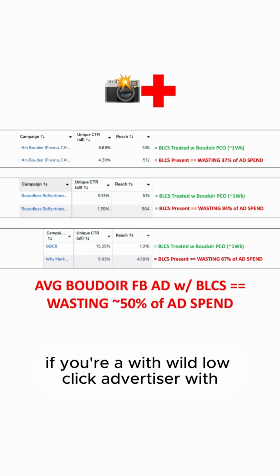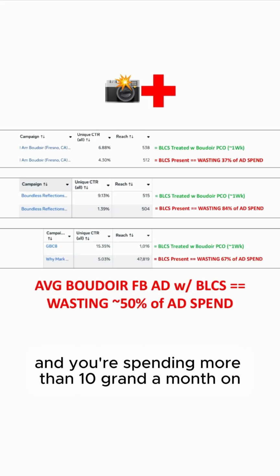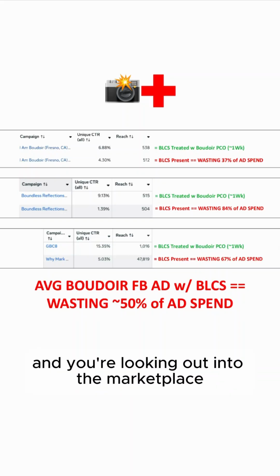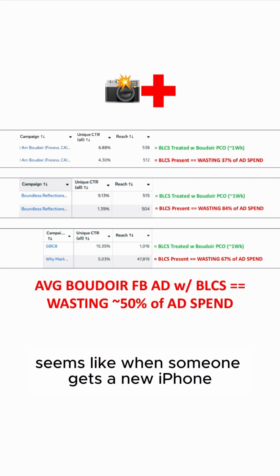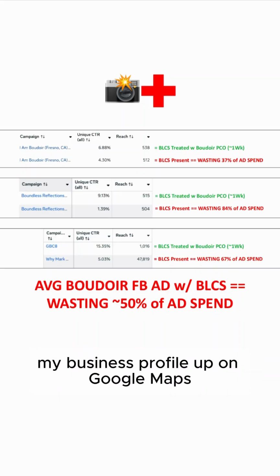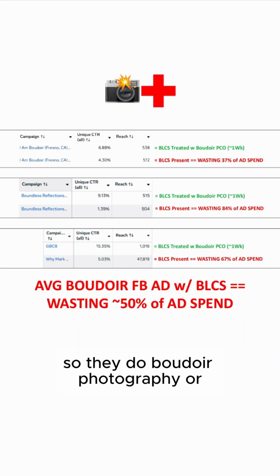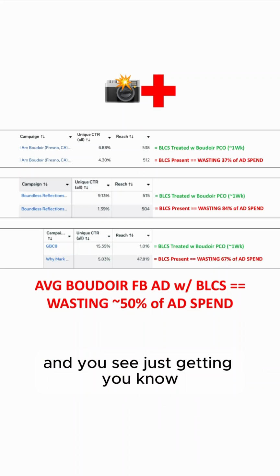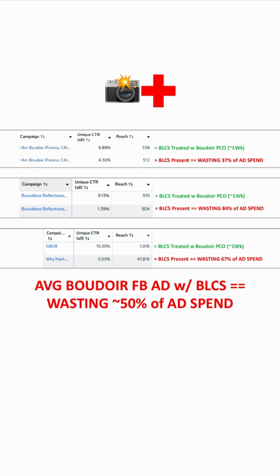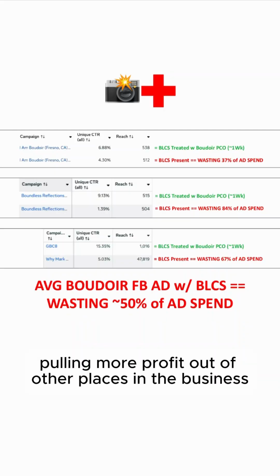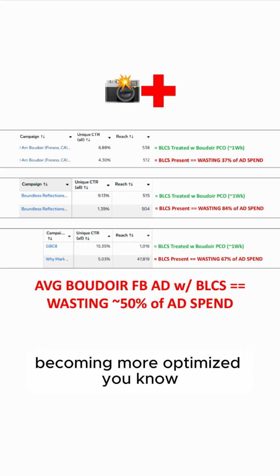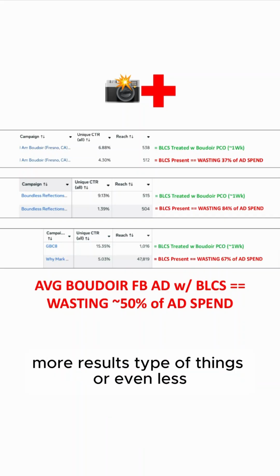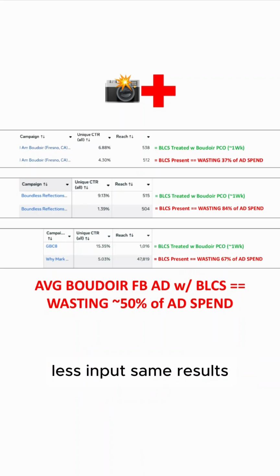So if you're a Boudoir low click advertiser with Boudoir low click syndrome, and you're spending more than 10 grand a month on Boudoir Facebook ads, and you're looking out into the marketplace, seeing it get more and more saturated. It seems like when someone gets a new iPhone, every single day someone's throwing up a new Google My Business profile on Google Maps saying they do boudoir photography, or they get a new camera and they're posting in the mom groups on Facebook saying they do boudoir photo shoots, and you see it's just getting more and more competitive, more saturated, more boudoir photographers, and you're seeing inflation, cost of living rise. So you've actually already been optimizing your business, pulling more profit out of other places in the business, becoming more optimized: same effort, more results, or even less effort, same results.